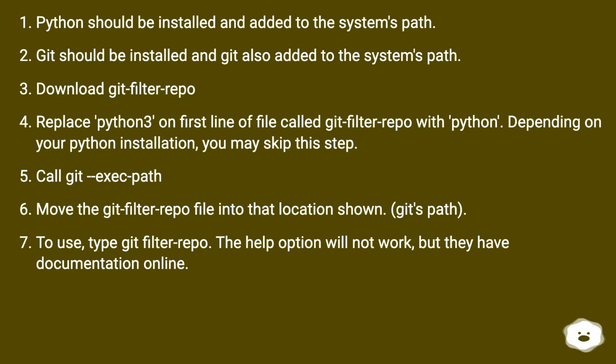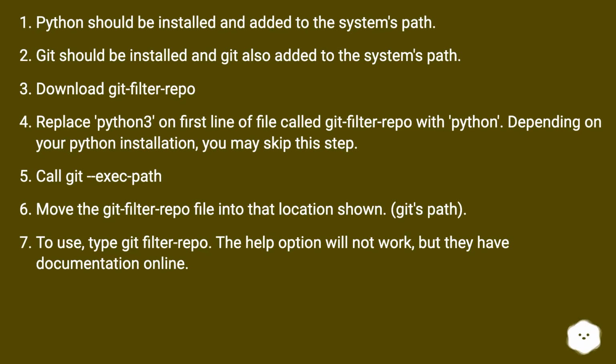This is how I got it to work. Python should be installed and added to the system's path. Git should be installed and Git also added to the system's path. Download Git-Filter-Repo. Replace python3 on the first line of the file called Git-Filter-Repo with python. Depending on your Python installation, you may skip this step.